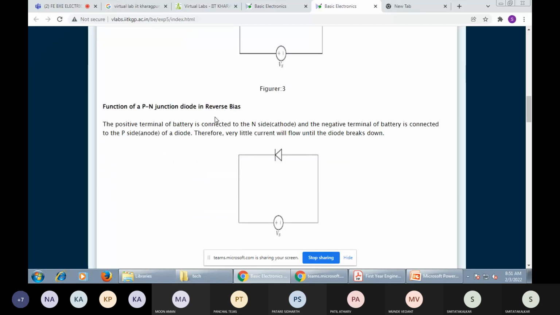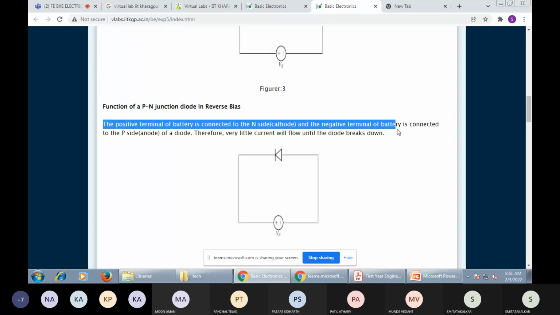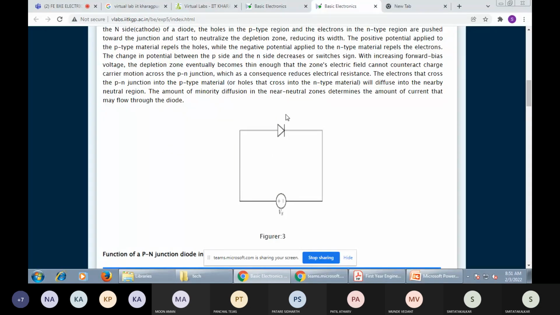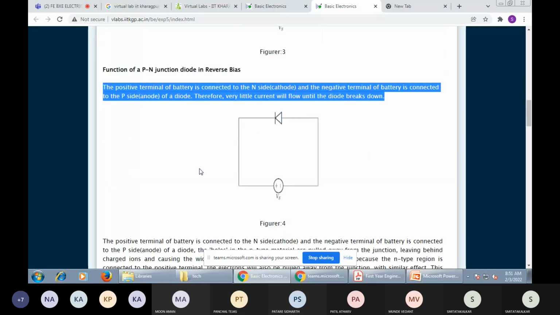Now the PN junction diode in reverse bias. Only one concept is reversed. The diode is in the reverse direction, while this was the forward direction. In forward bias, the anode terminal is connected to the P side of the region, and the cathode terminal is connected to the N side. But in reverse bias, the cathode terminal is connected to the P region, the positive side, and the N region, its electrons, is connected to the anode points.